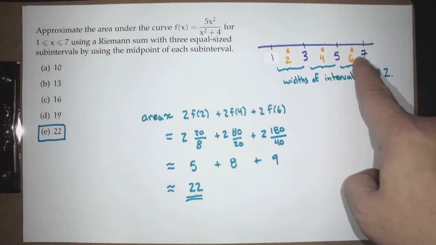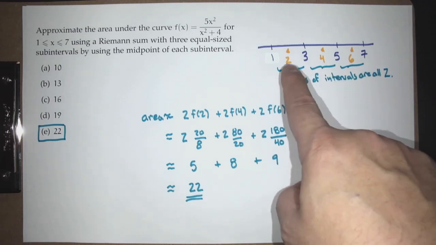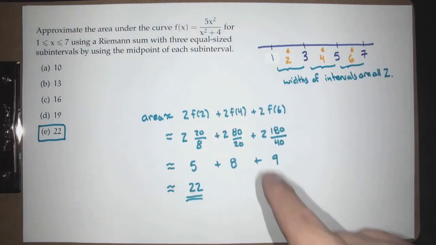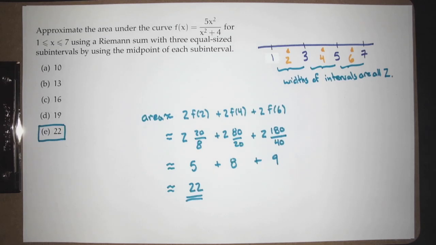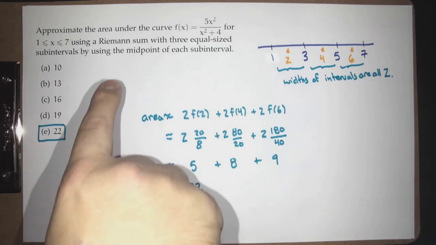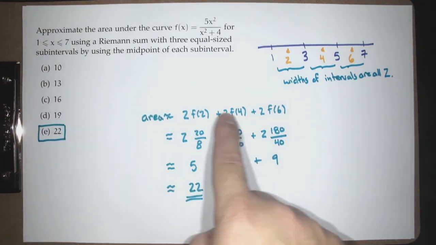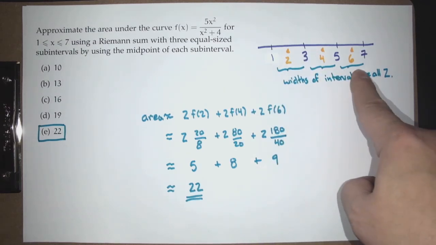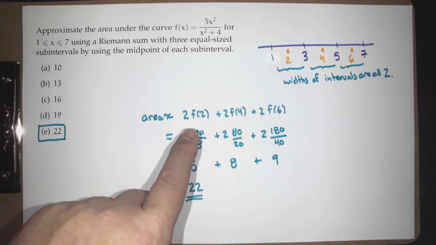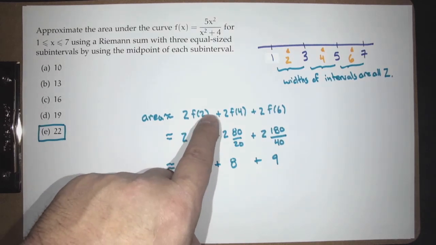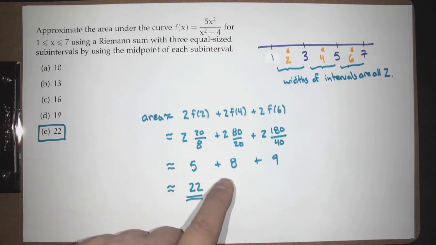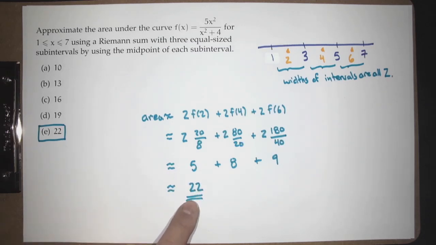So they all have widths 2, because we take 1 to 7 and split it up into 3 equal parts. That gives us widths of 2. So that's where these 2's are from. Those are our widths. For the heights, we use the value of the function. And that's where they told us to use the midpoint. So the midpoint between 1 and 3 is 2. Between 3 and 5 is 4. Between 5 and 7 is 6. So we're plugging in height, the function at 2, height, the function at 4, height, the function at 6. And so we evaluate, simplify, combine everything, and we get 22.